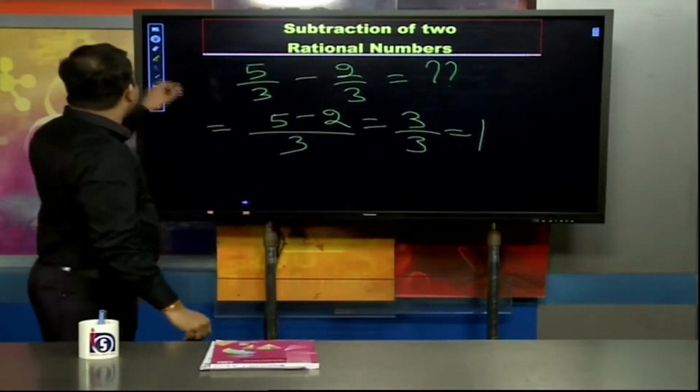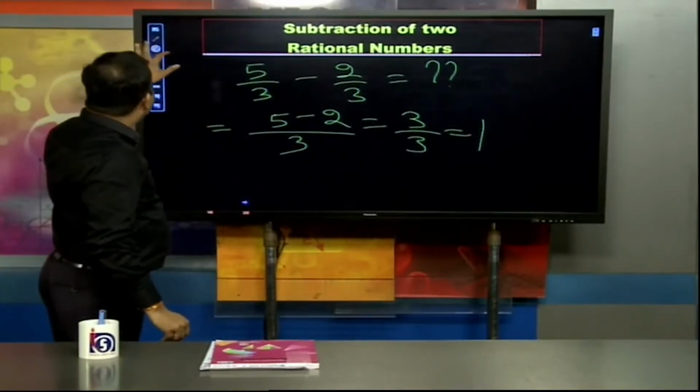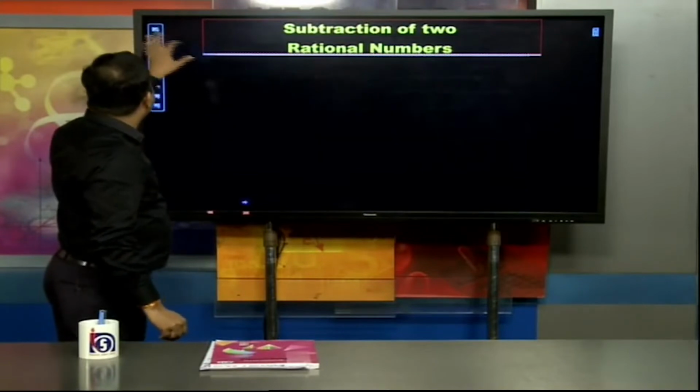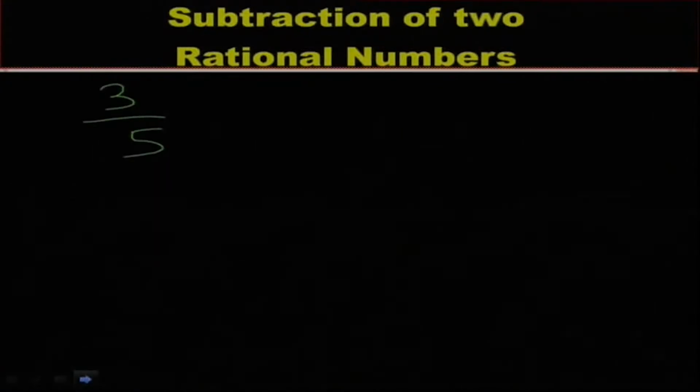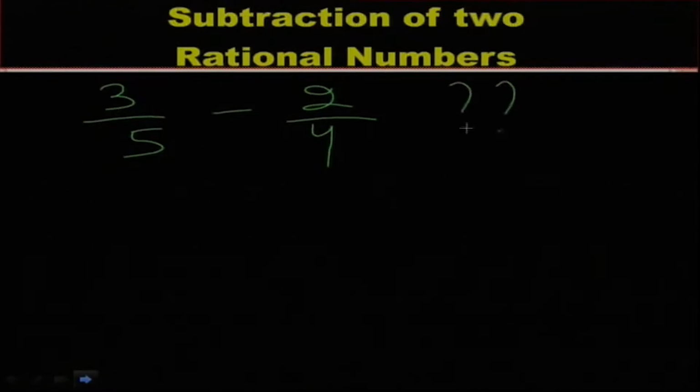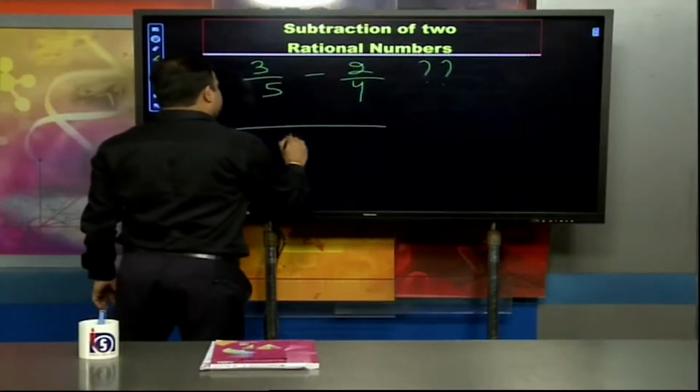If the denominators are different, for example, suppose 3 by 5 minus 2 by 4, what will be its value? Here the denominators are different, so what will you do? We will take the LCM, 5 into 4, which is 20.